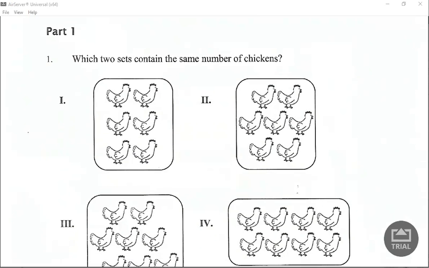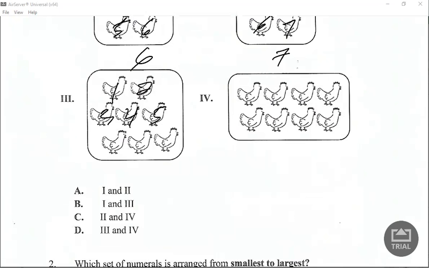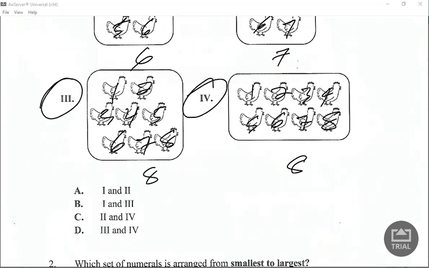So all we have to do is just count the chickens. We have 1, 2, 3, 4, 5, 6. So we have 6 here. Here we have 1, 2, 3, 4, 5, 6, 7. So we have 7 here. Alright, we have 1, 2, 3, 4, 5, 6, 7, 8. So we have 8 here. So now we have 1, 2, 3, 4, 5, 6, 7, 8. So we have 8 and 8, and that is 3 and 4. So 3 and 4, which is D.